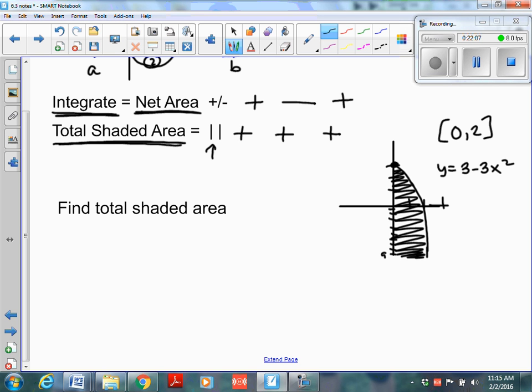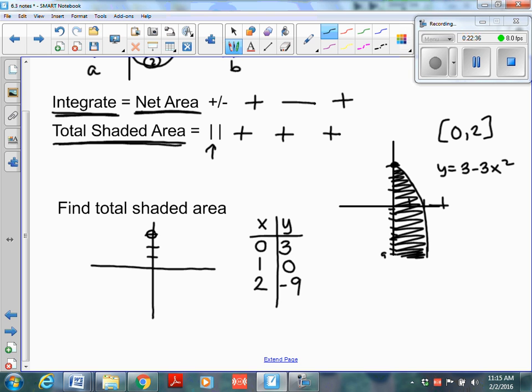Okay, so if you want to find the total shaded area, which means all positive, I need you to re-break this up again. If you don't know what it looks like, it doesn't hurt to plot points. You can watch me if you want. When x is 0, you get 3. When x is 1, you get 0. And when x is 2, you get a negative 9. So what does this graph look like?